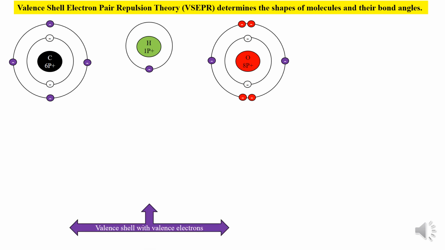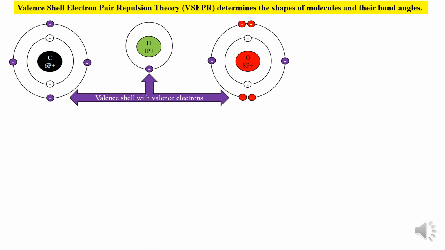So what is the valence shell? The outermost shell of an atom is the valence shell, and the electrons present in the valence shell are called the valence electrons. So it is the valence electrons present in the outermost valence shell that participate in the chemical bonding process or in chemical reactions.